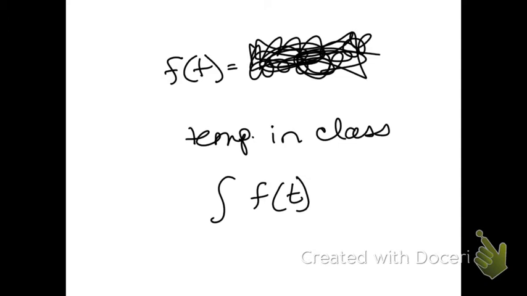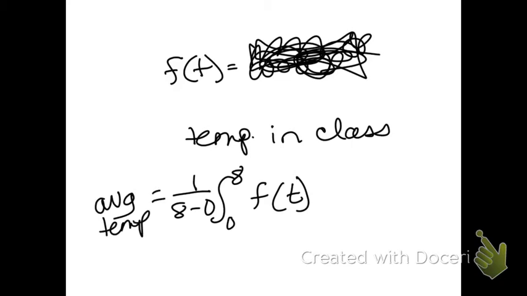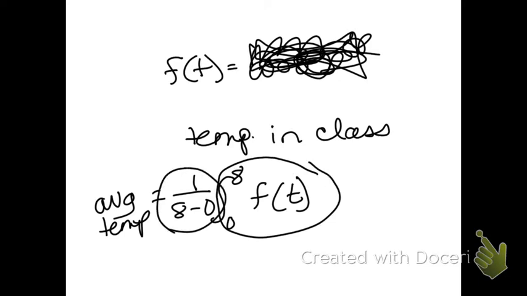I would add them all up from the beginning of my day to the end of my day, from 0 to 8 hours, we're assuming. That adds up all of those temperatures. Now I have to divide by the number of temperatures, which we do by doing 8 minus 0. That's how you find the average temperature in my room. Think of this as adding up all of those continuous temperatures and dividing by the number of temperatures, kind of.